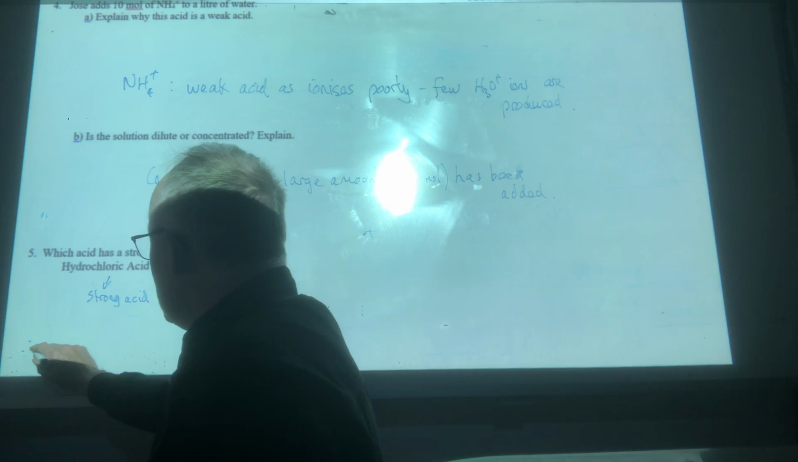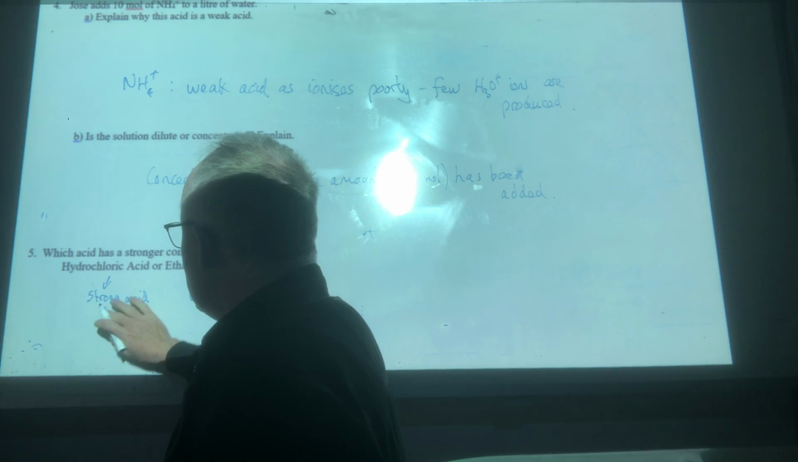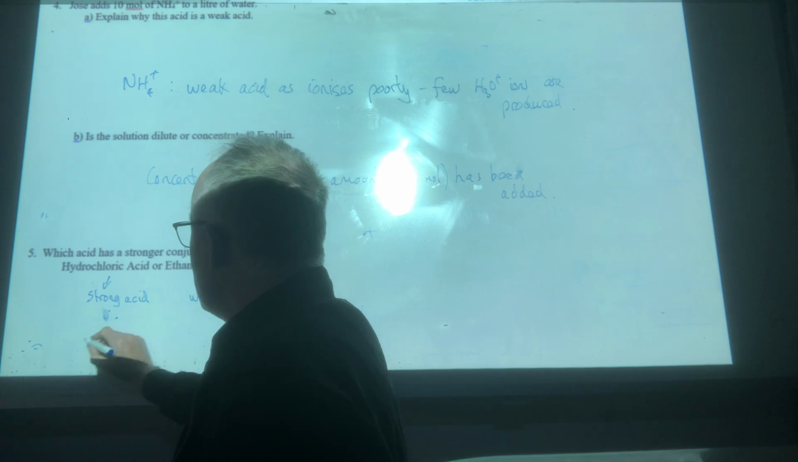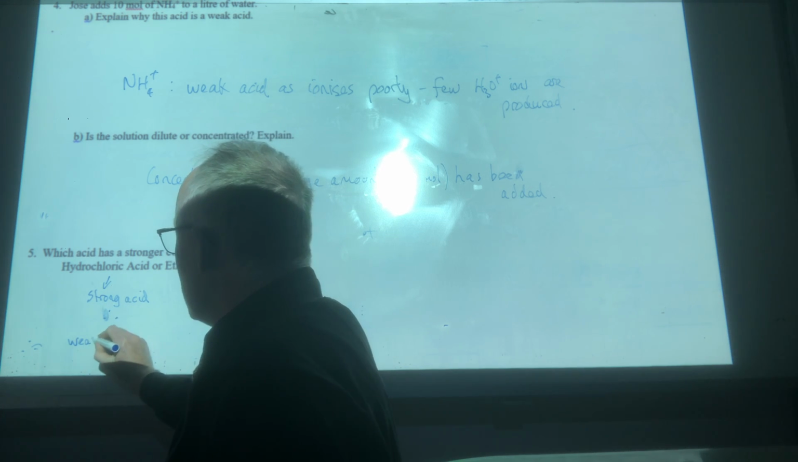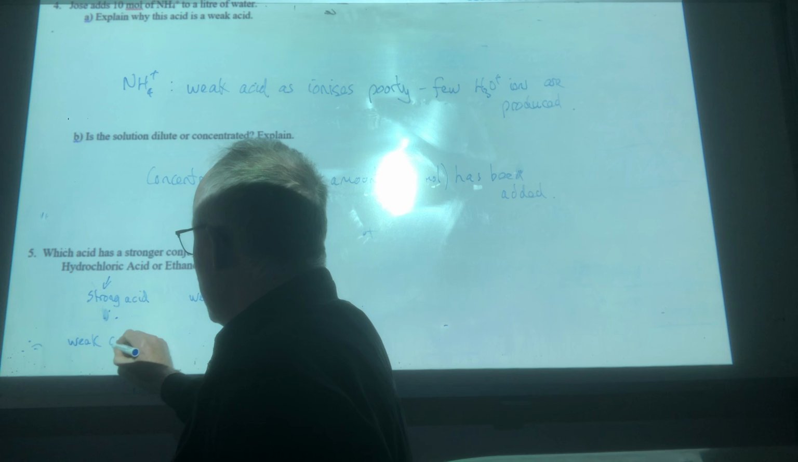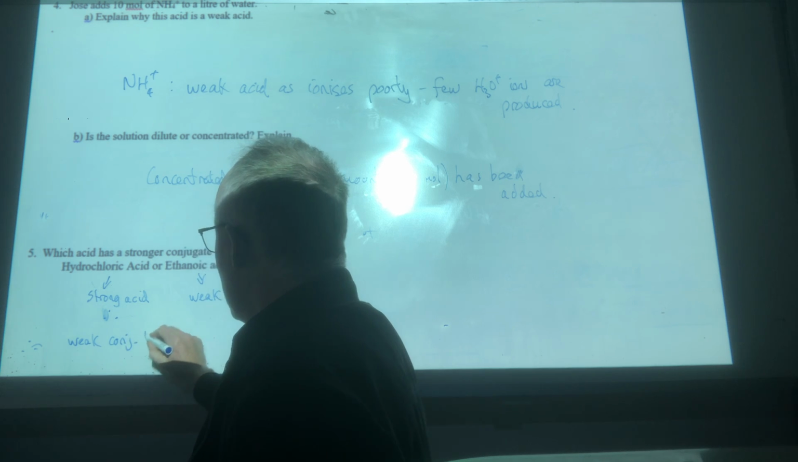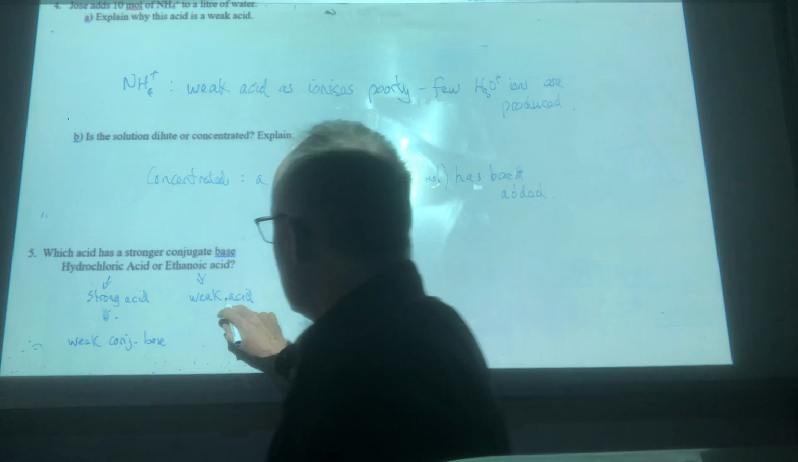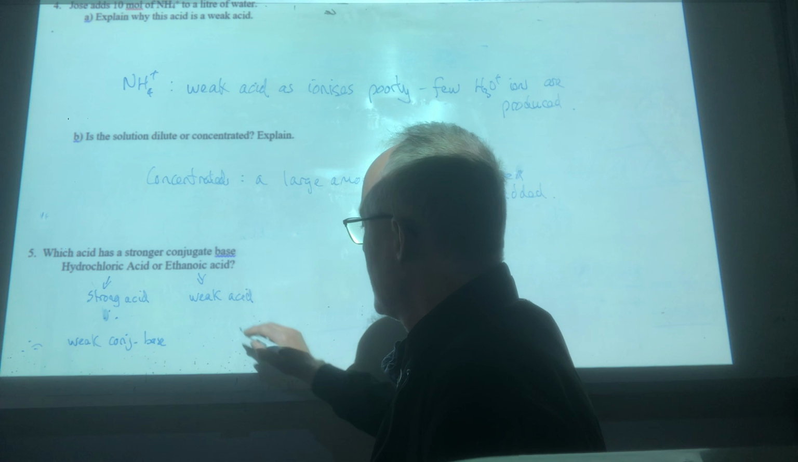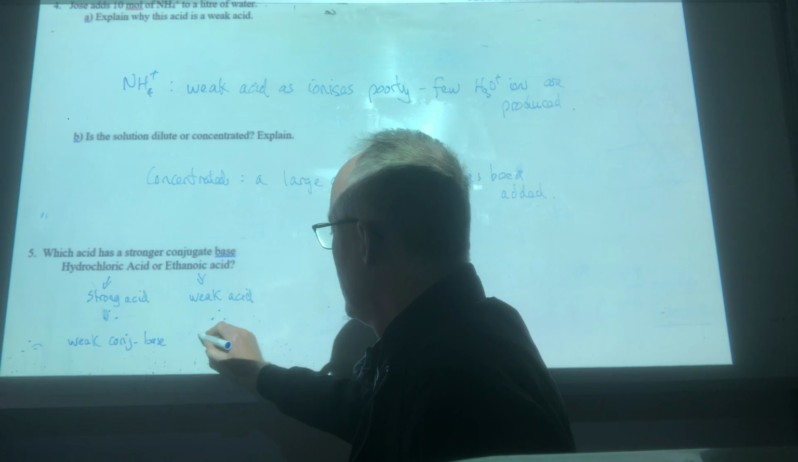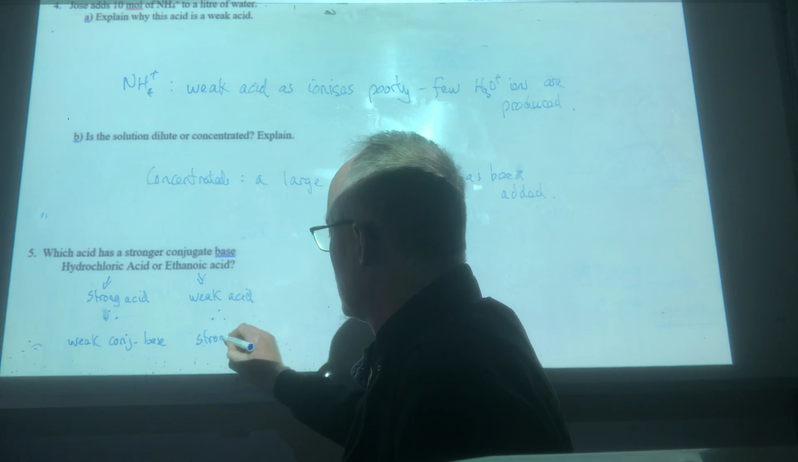Therefore, HCl has a weak conjugate base. Ethanoic acid is a weak acid, therefore a stronger conjugate base.